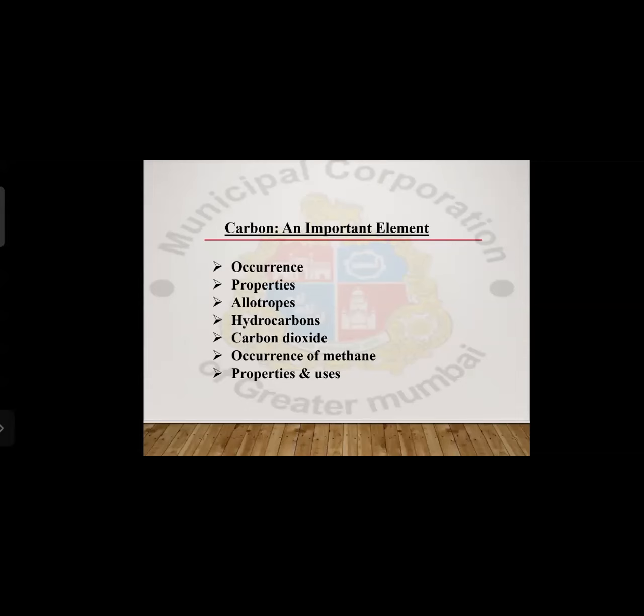In this chapter, for today, we will be studying the occurrence of carbon, properties, and allotropes. Up to allotropes, we will study only one of the allotropes. Later on, if the lecture continues the next day, we'll be seeing hydrocarbons, carbon dioxide, occurrence, methane, and so on. So these are the overall topics for this chapter. Let us start with the occurrence of carbon.